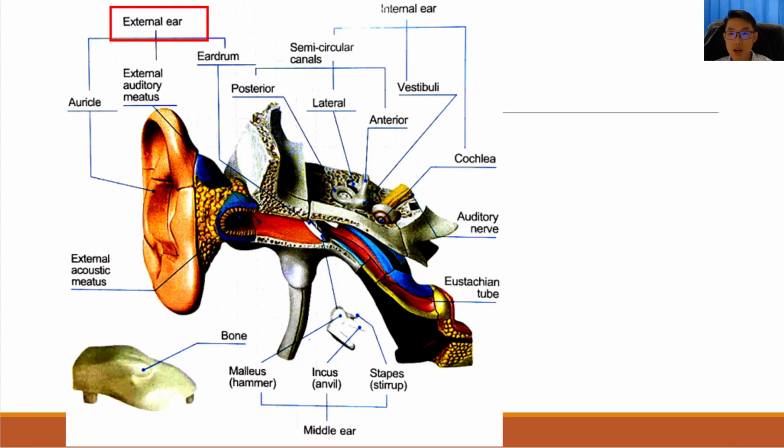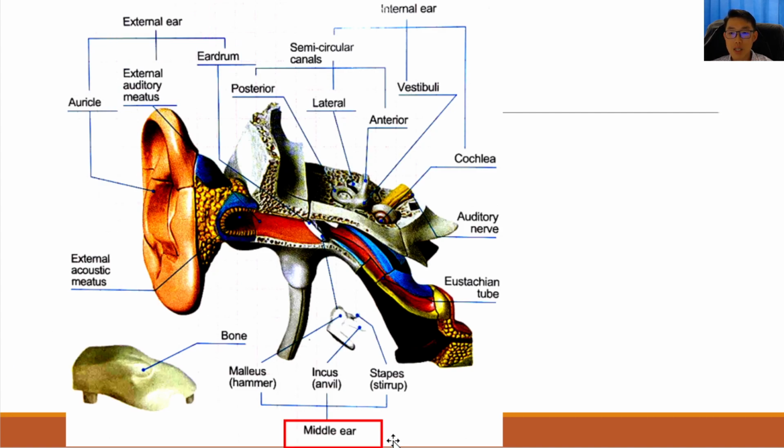Let's look at the anatomy of the ear. The ear is made up of three parts. First, we have got the external ear. Major features of the external ear include the external acoustic meatus, which is here, the auricle, which is here, the external auditory meatus, which is here, the eardrum, which is here, which is also called the tympanic membrane.